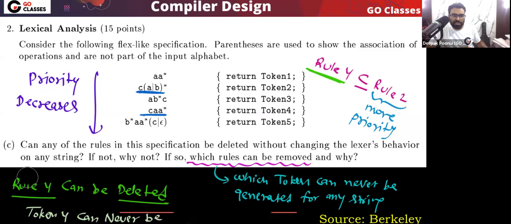Did you understand this beautiful question? Tell me, this new variation, did you understand? Token 4 can never be generated. The concept, did you understand? This type of question, maybe in future, this type of question can come in the GATE exam.